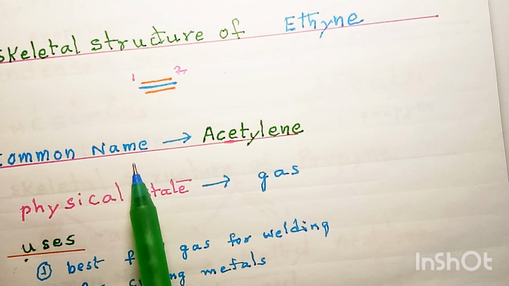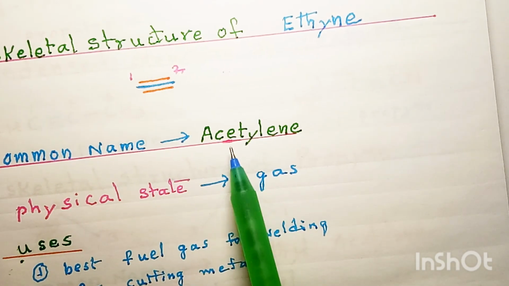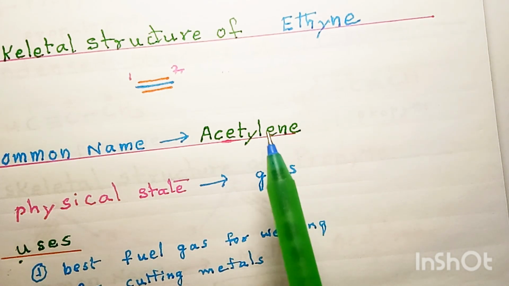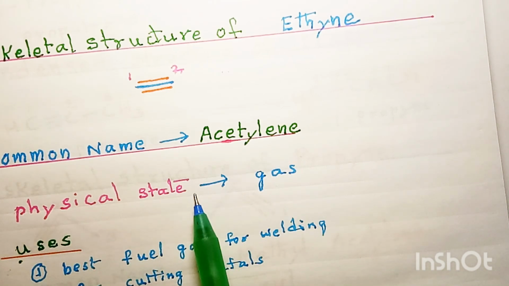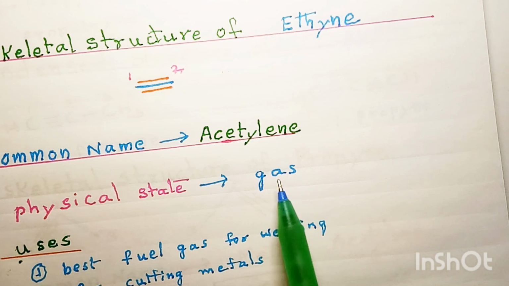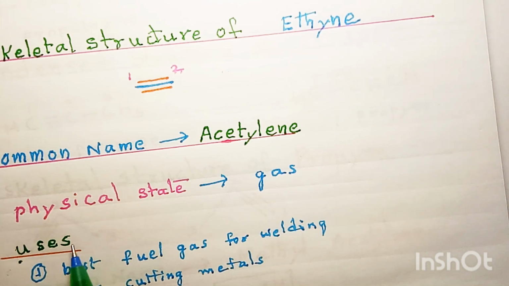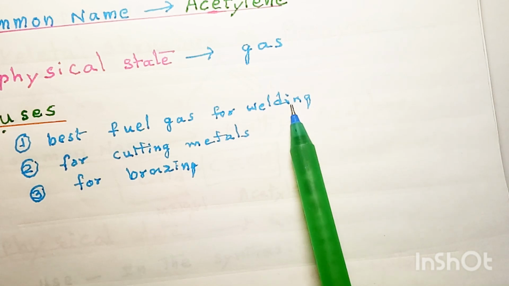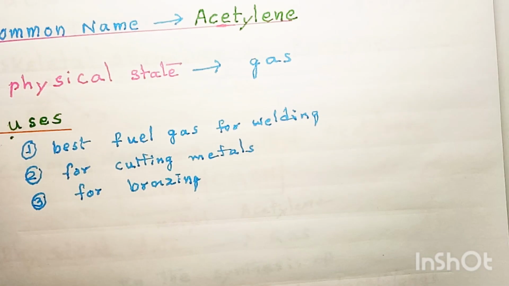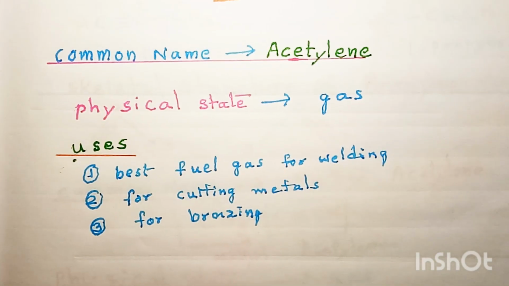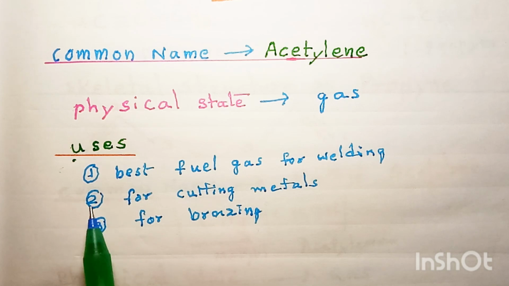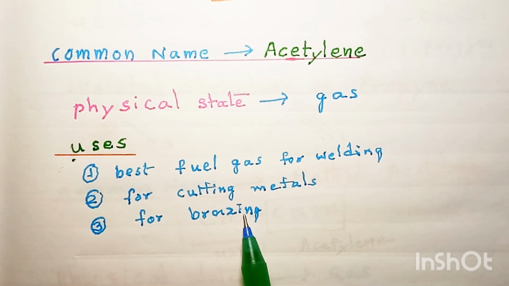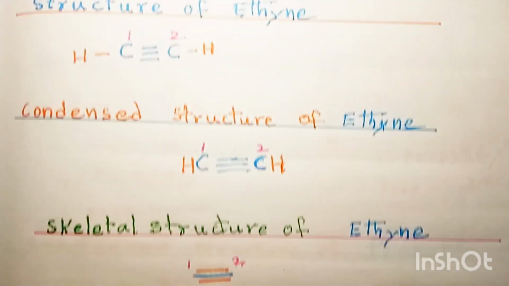Common name of ethyne, a very famous name known to even uneducated people, is acetylene. Physical state of this ethyne is gas. Uses of acetylene or ethyne: it is the best fuel for welding. Welding work is done mostly by acetylene or oxyacetylene, and it is used for cutting metals and for brazing metals. So these are the uses of ethyne or acetylene.